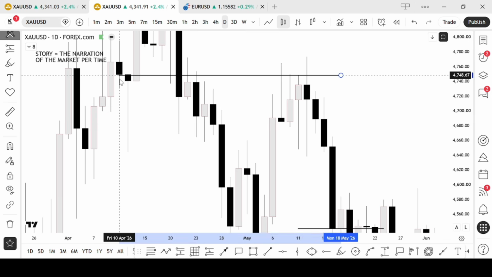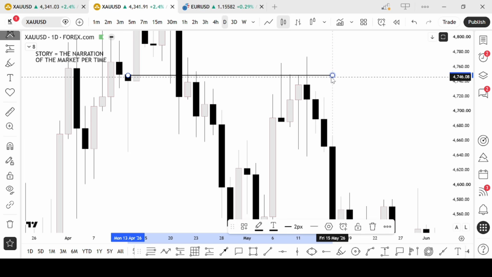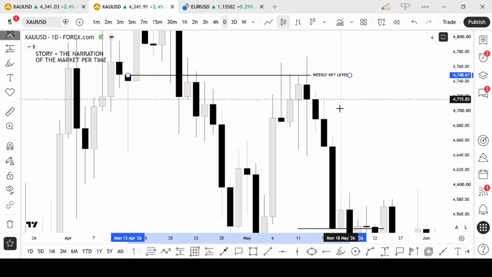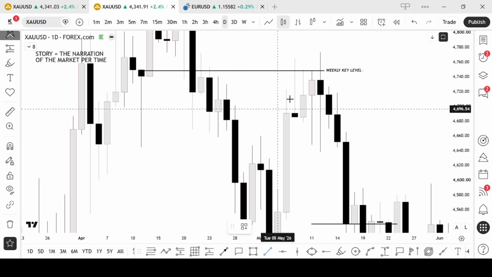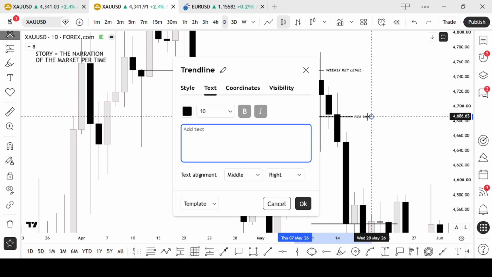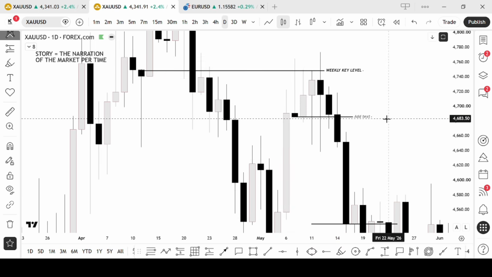So this, of course, is coming from the weekly. This is the weekly key level, right? So let's say this is the weekly key level. Let's type it so that you can see: weekly key level. So we have this as weekly key level, and we need to look for what? Daily breakout. This is daily breakout. So simply put, daily breakout, right? This is a breakout or change in state of delivery according to ICT.